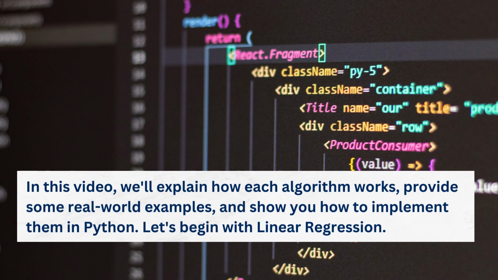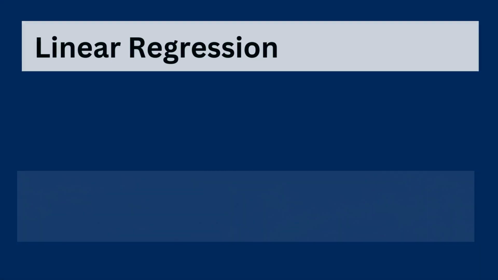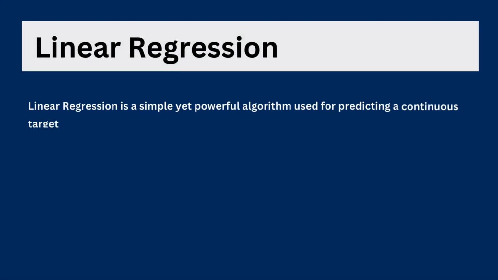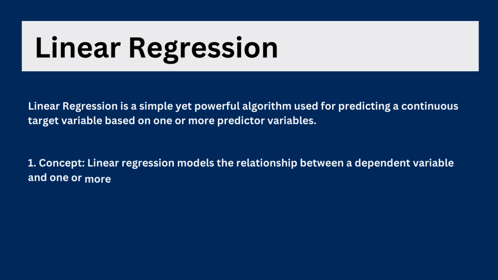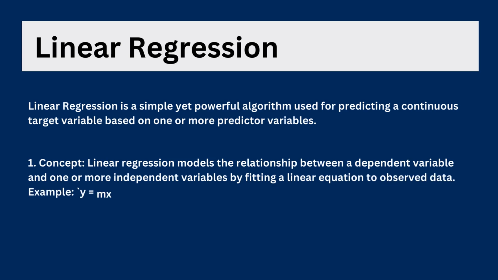Let's begin with linear regression. Linear regression is a simple yet powerful algorithm used for predicting a continuous target variable based on one or more predictor variables. 1. Concept: linear regression models the relationship between a dependent variable and one or more independent variables by fitting a linear equation to observed data. Example: y = mx + b, where m is the slope and b is the intercept.